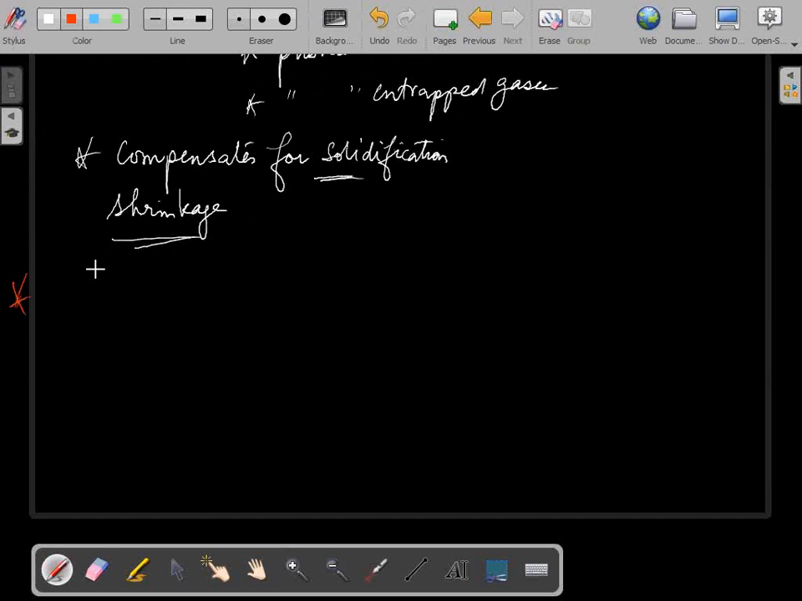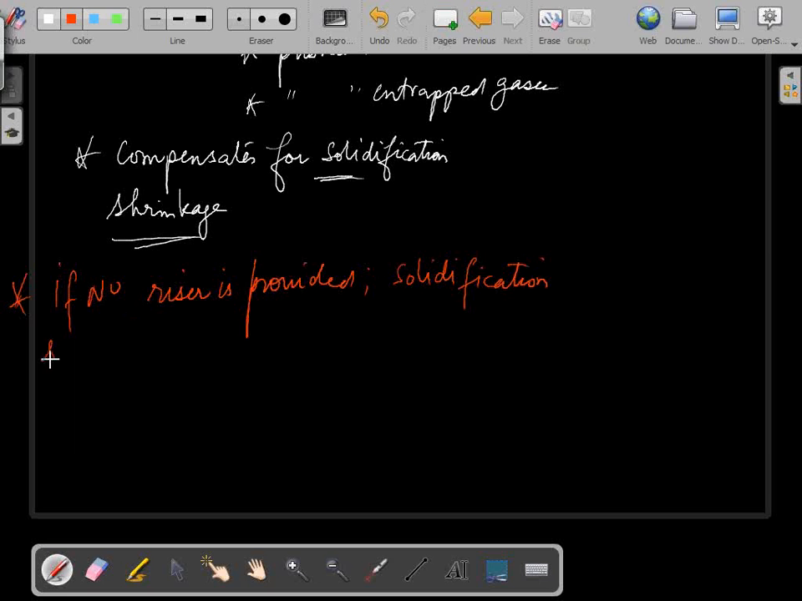Is that if no riser is provided, solidification will start from the outer walls to the inner walls, to the inside of the mold cavity. So solidification starts from the outer wall to the inside of the mold cavity.